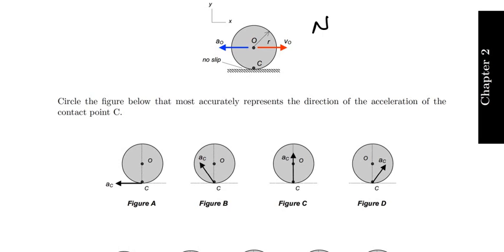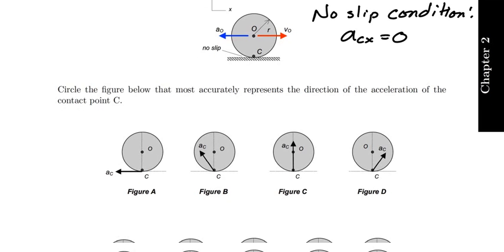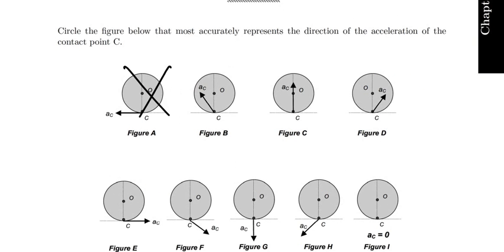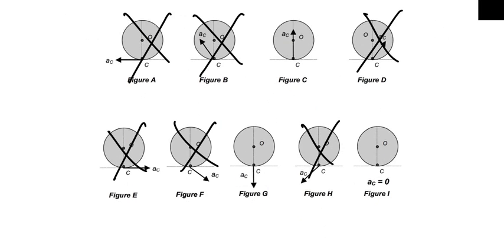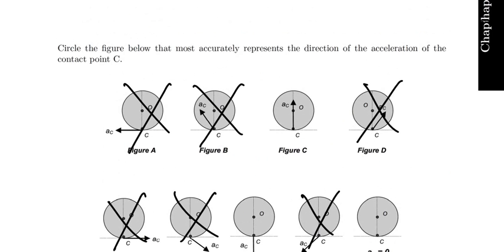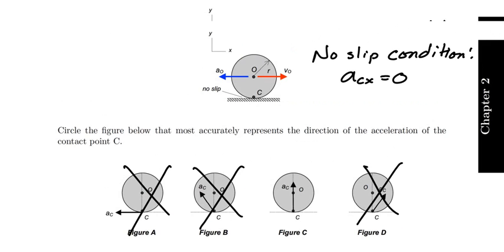We know in this case that the no slip condition implies that the acceleration of point C in the x direction has to match that of its ground, and so we know in this case it's going to be 0. So right off the bat, I know that A, B, D, E, F, and H are all inappropriate answers. I'm now down to 3 of the initial answers that I had. Now, what about everything else? Is there something here that I can find out?